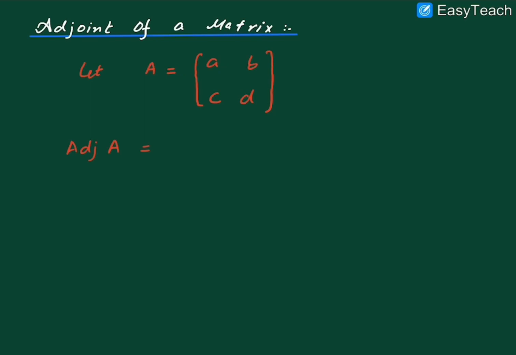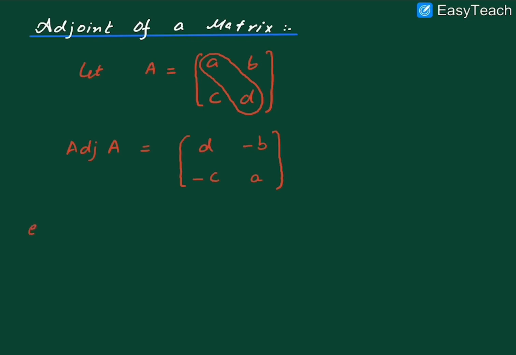To find the adjoint of A, we interchange the positions of the diagonal elements a and d. So instead of a we will write d here, and instead of d we will write a, interchanging the elements of the main diagonal and changing the signs of the other elements. Here it is plus b, so we'll write minus b. Plus c will become minus c. So this is the adjoint of A.